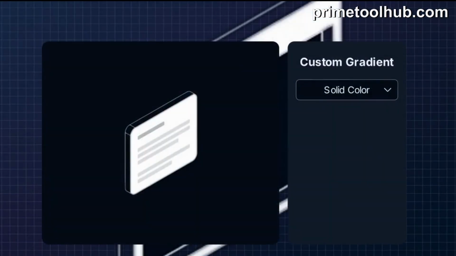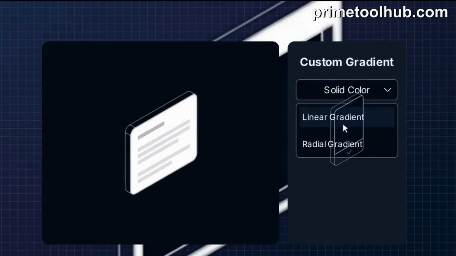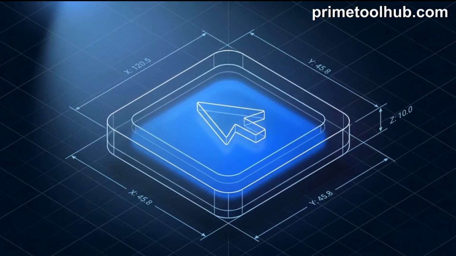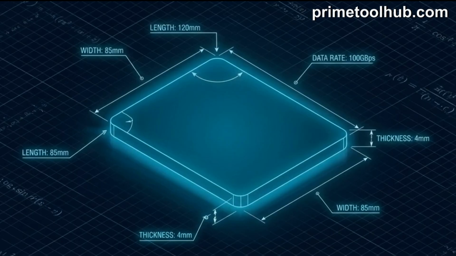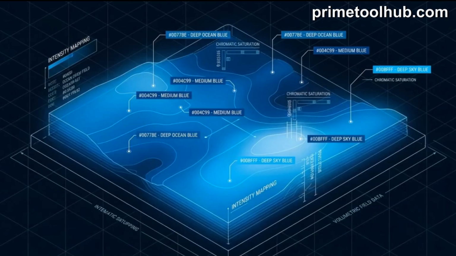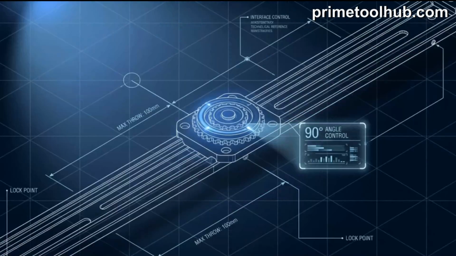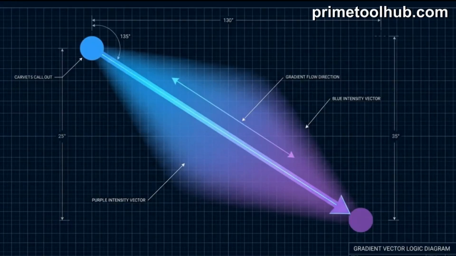First, we need to establish our underlying depth. Navigate to the Custom Gradient section and select Linear Gradient from the drop-down menu. Next, click the color swatches to blend your background. Pick a distinct start color, like a bright ocean blue, and a contrasting end color to create a rich visual base. Use the angle slider below the colors to set the blend to 135 degrees. This alters the direction of the color blend so it flows diagonally across the screen.